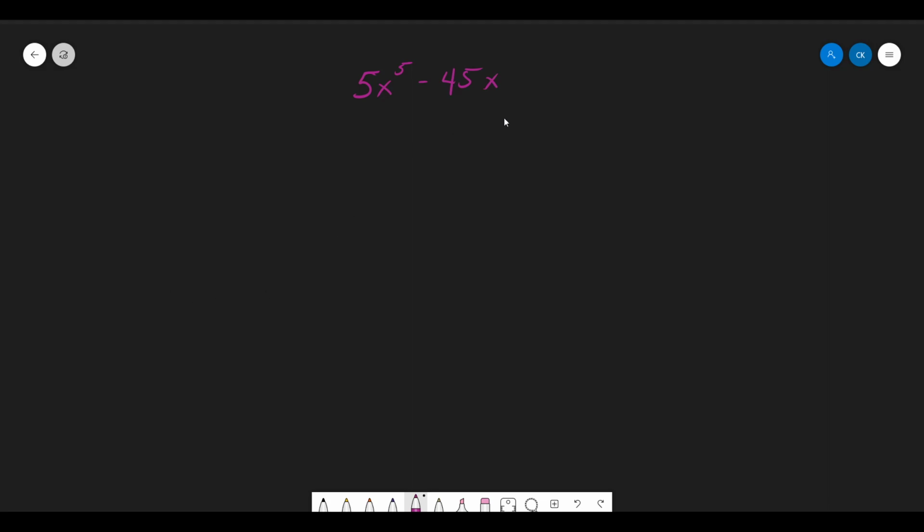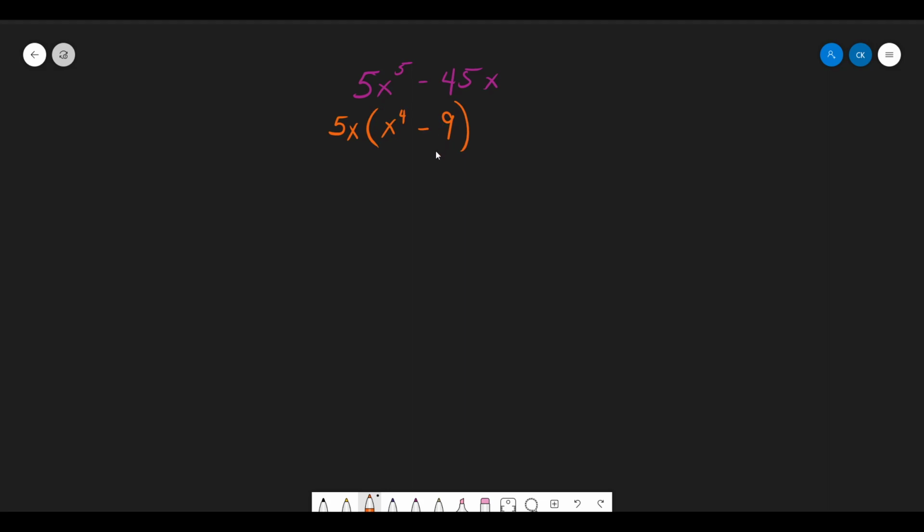First things first, we always check to see, is there a GCF? And hopefully we recognize that, yes, there is a GCF here. The GCF of this would be 5x, because they both have a 5 and an x in common. Take that GCF out. We take each of our terms, divide it by 5x, and we would be left with x to the fourth minus 9. Once I take that GCF out, I now only look at what's left inside the parentheses: x to the fourth minus 9.